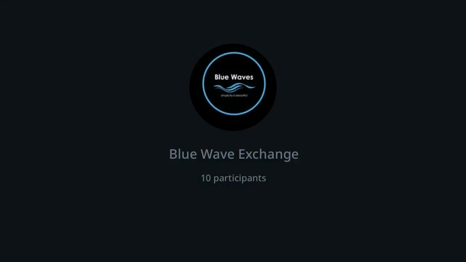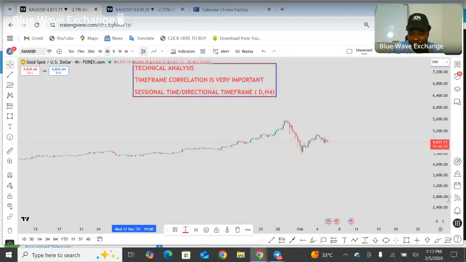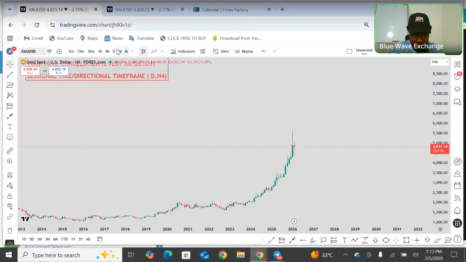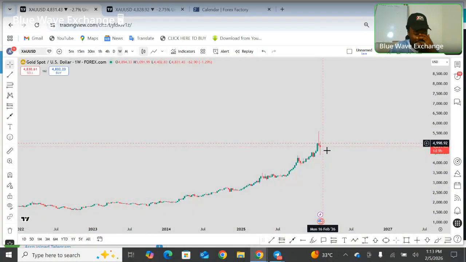Okay, so let's move to the monthly time frame and see if there's any support or resistance level. Price is still moving up. So let's move to the weekly time frame. When you move to the weekly time frame, since this candle has closed, the previous bearish candle has closed.